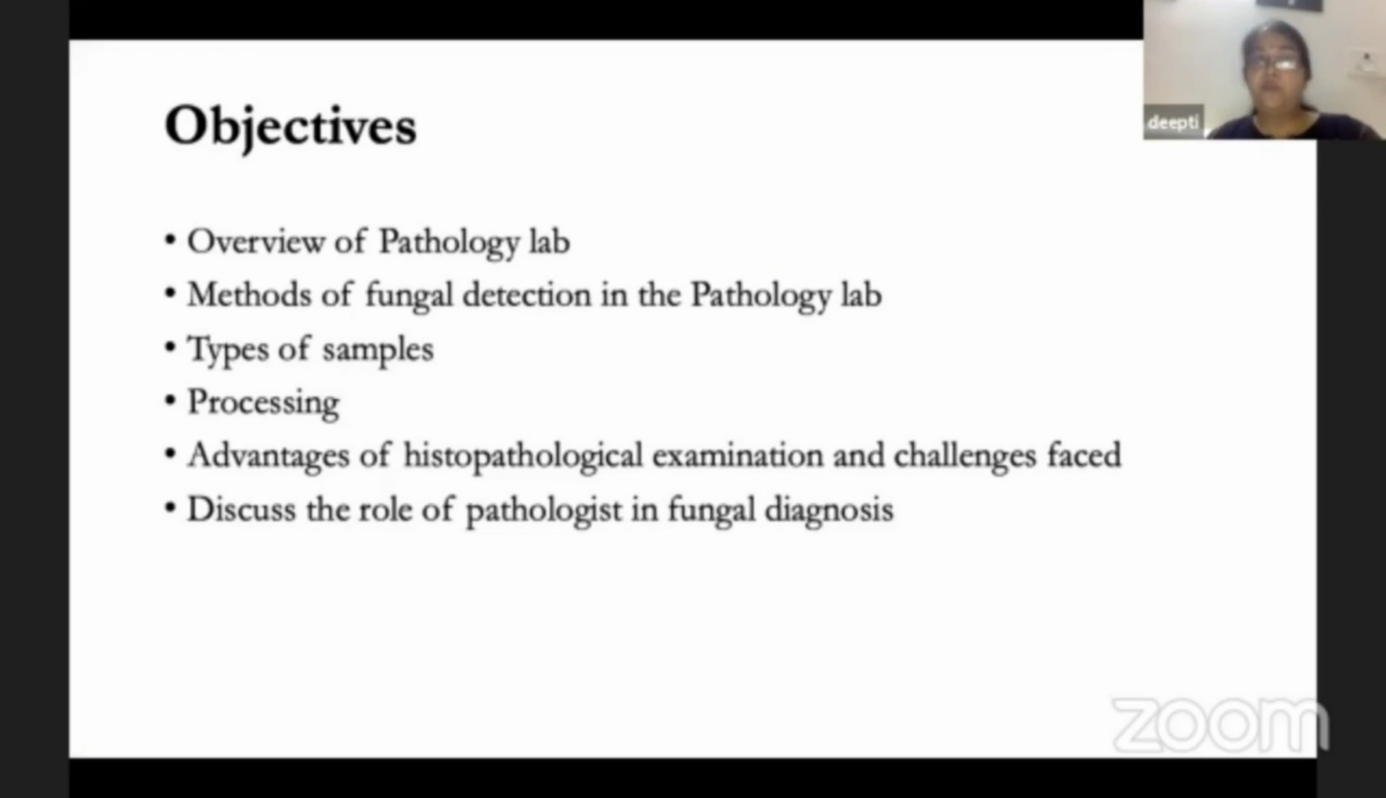Firstly, I'll give you an overview of a pathology lab. It is basically divided into three sections: histopathology, cytopathology, and hematology. Histopathology deals with tissue specimens. Cytopathology, as the name indicates, deals with cells. Hematology, as you know, deals with blood specimens.